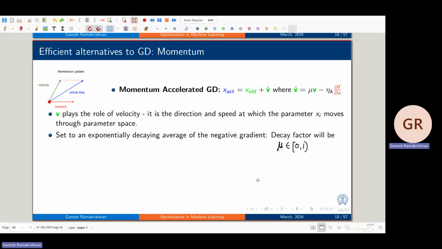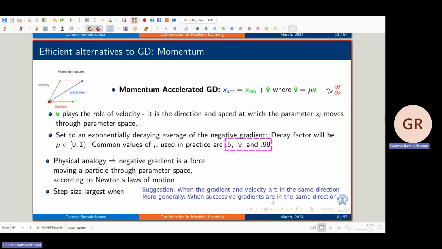You're basically saying history is important, but I'm going to have a decay associated with the history. Common values of mu used in practice are 0.5, 0.9, 0.99, and so on. Depends on how much you want to do rapidly, but not less than 0.5, because if the assumption is there's some smoothness in the function, you don't want history to be totally discarded.